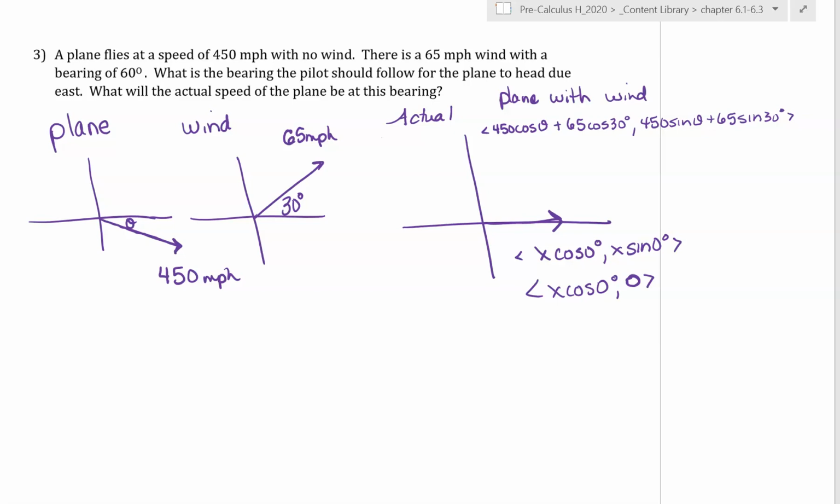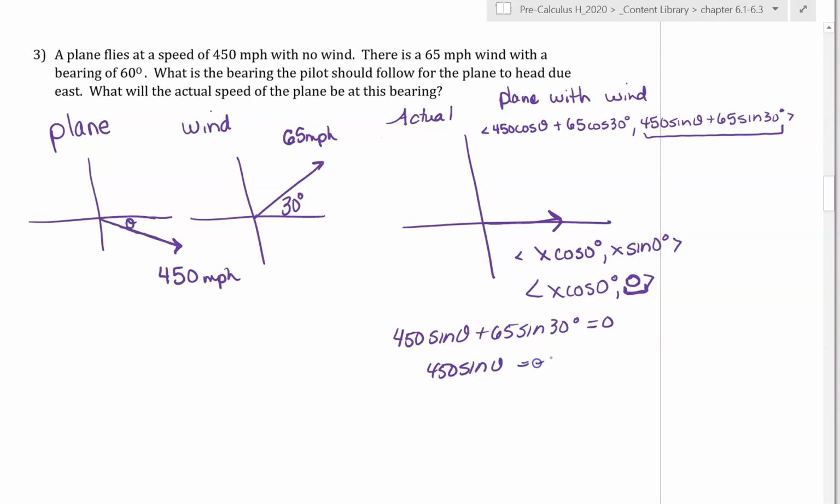So now what I want you to do is think about this fact that our actual y component was 0. So we know that 450 sine theta plus 65 sine 30 must be equal to 0. So we could actually solve this. If you take negative 65 sine 30 divided by 450, take the inverse sine, you should end up with negative 4.14, which makes sense because, again, we guessed that this angle was in quadrant 4. So now you could go back and find the actual speed.